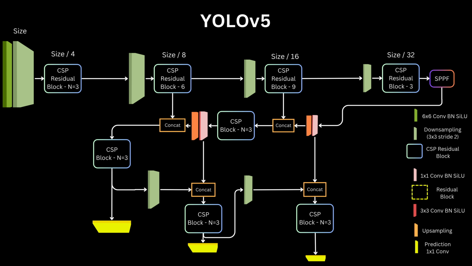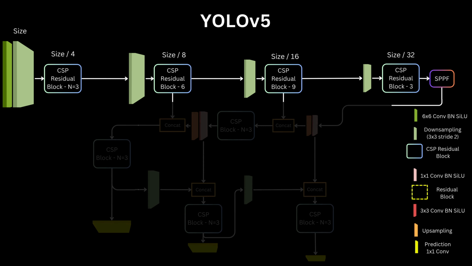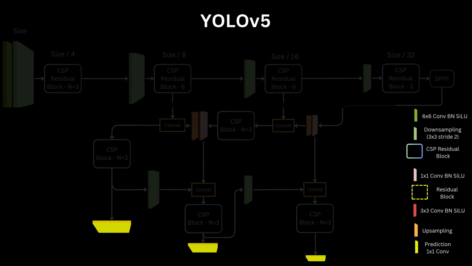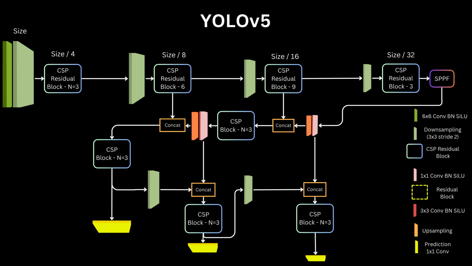What we have now is YOLO v5. These being the backbone layers of YOLO v5, this whole part is neck, and head remains exactly same as YOLO v3 and v4. Next, we'll look at how predictions are made in YOLO v5.